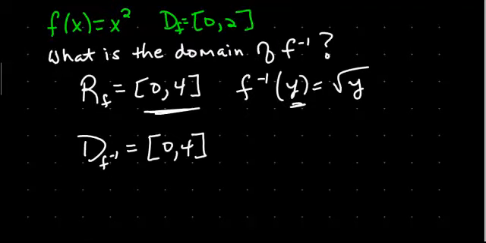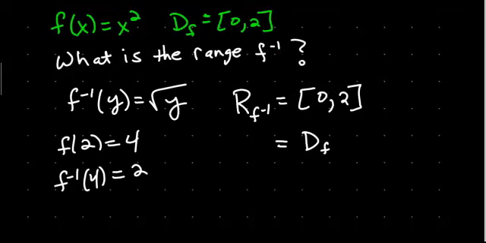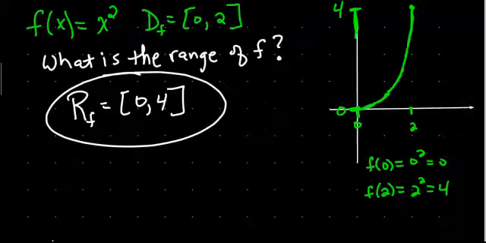So, find the domain of f inverse. The range of f is 0 to 4, so the domain of f inverse is 0 to 4. And here the range of f inverse is the domain of the original function. Okay? Let me walk back through it, because I've confused myself.